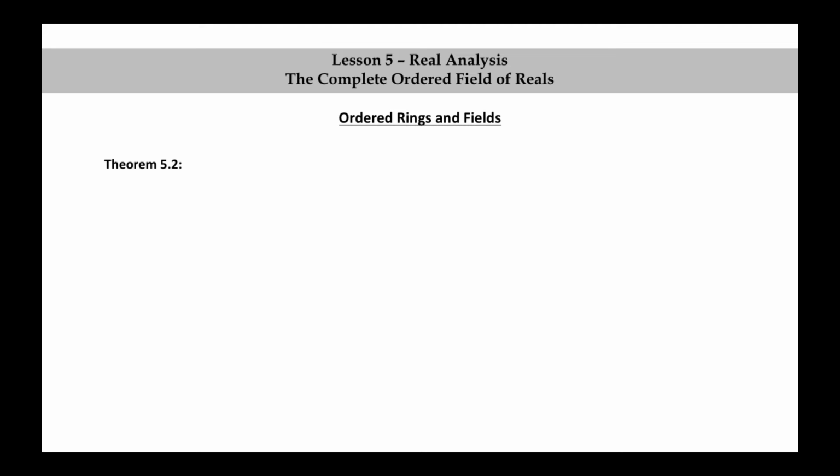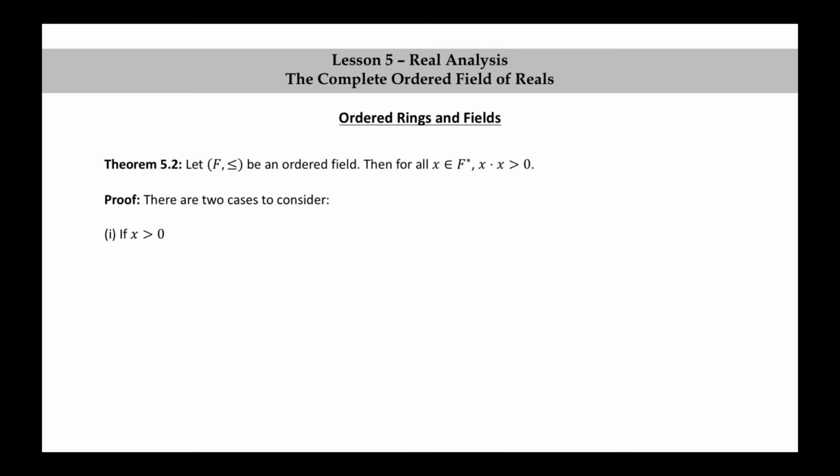Theorem 5.2. Let F less than or equal to be an ordered field, then for all x in F star, x times x is greater than 0. Remember, F star consists of the non-zero elements from the field. Okay, let's prove this. There are two cases to consider. First, if x is greater than 0, then x times x is greater than 0, simply by property 2 of an ordered field. That was the easier case.